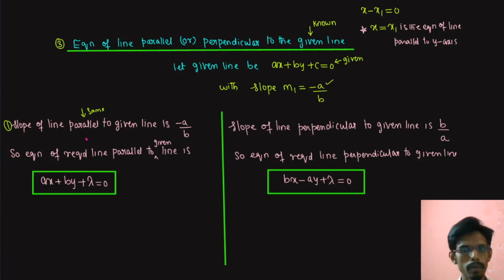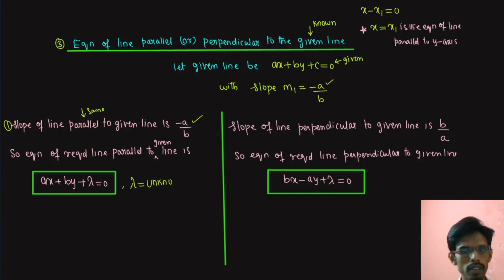Here we have minus a by b, here also we will get minus a by b because parallel lines will have the same slope. Okay, so the equation of the required line parallel to the given line is ax plus by plus lambda. Only lambda will be different and this lambda is unknown.